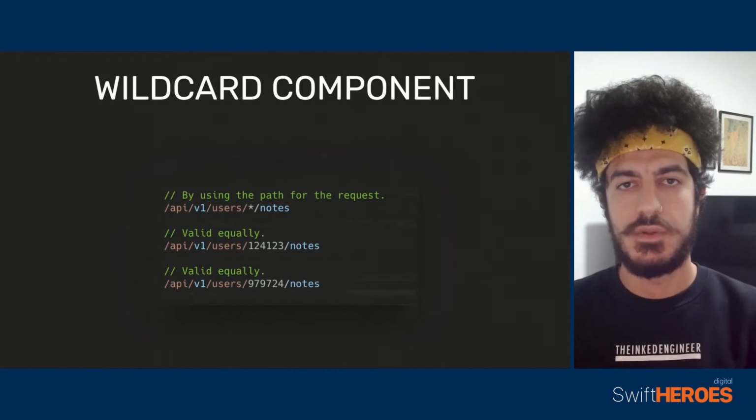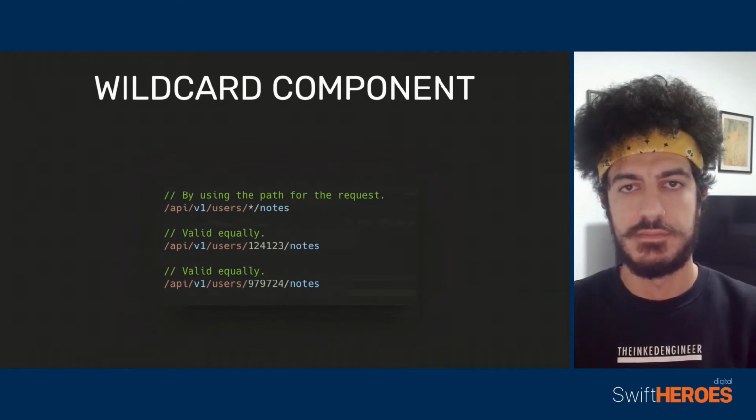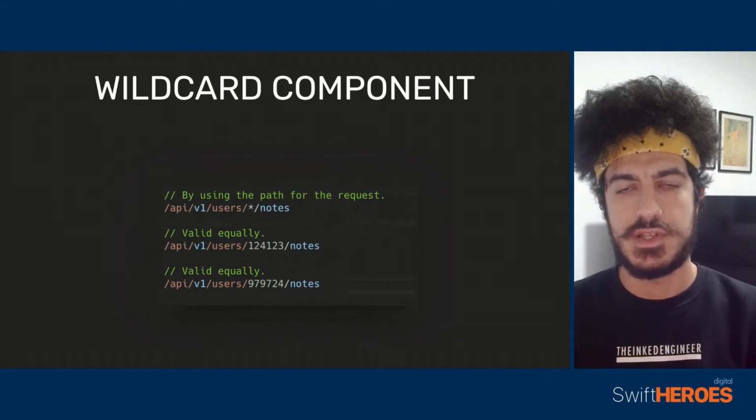Another cool feature about the server is what we call the wildcard component. A wildcard component lives inside of a URL path. That path component is discarded whenever the server receives a request. This is particularly handy when a URL contains a variable, like for instance, the user ID. By substituting that user ID with an asterisk, now any user can query the same URL and receive the same response regardless of their ID.